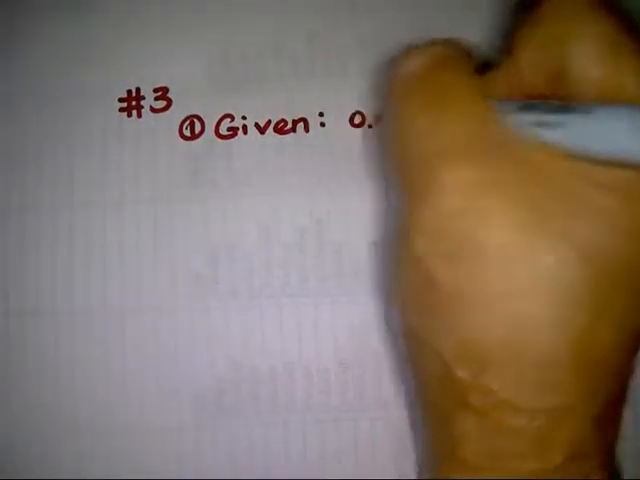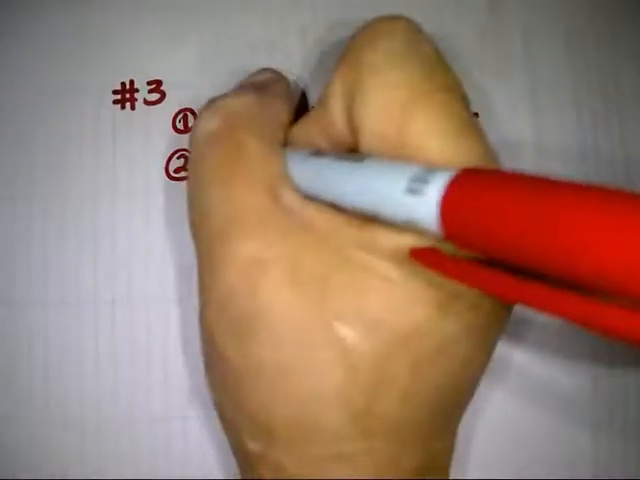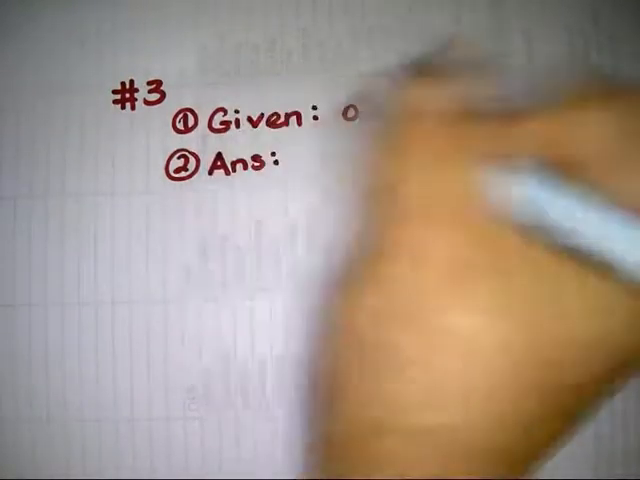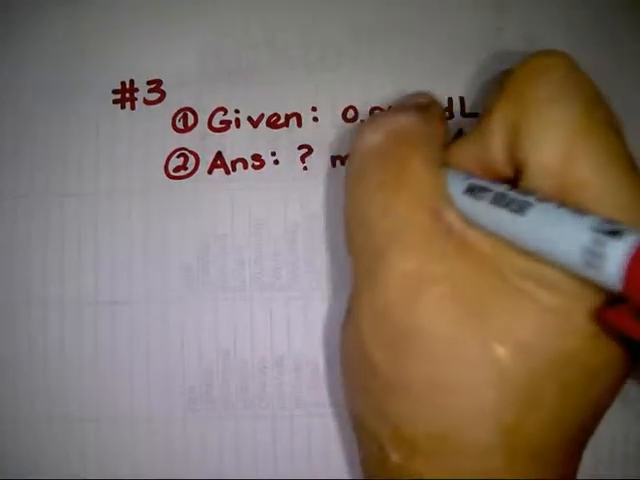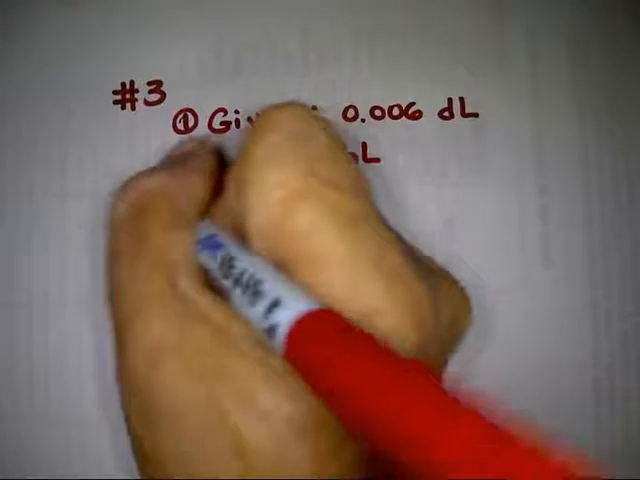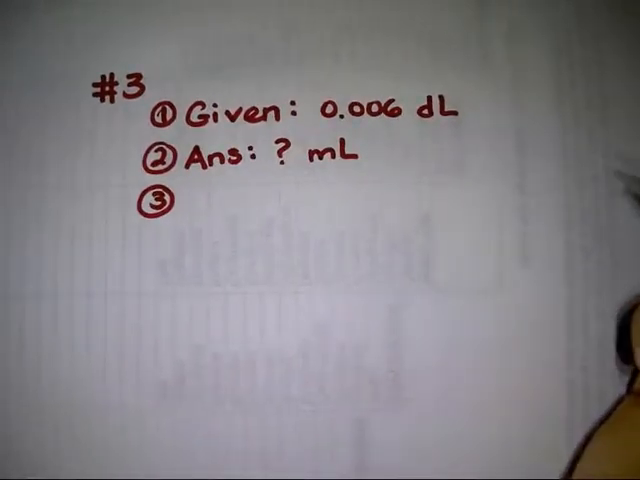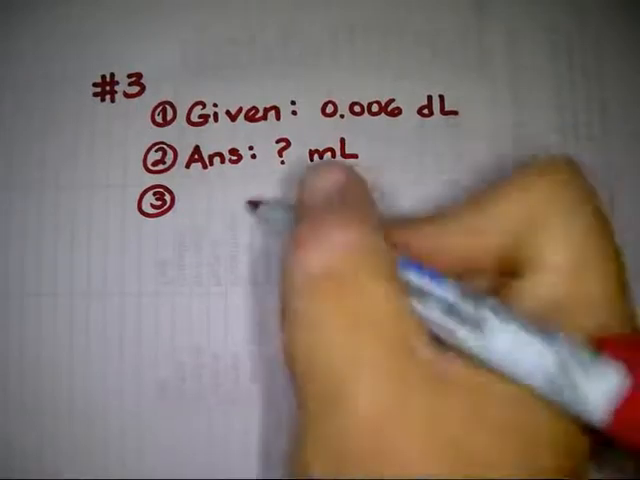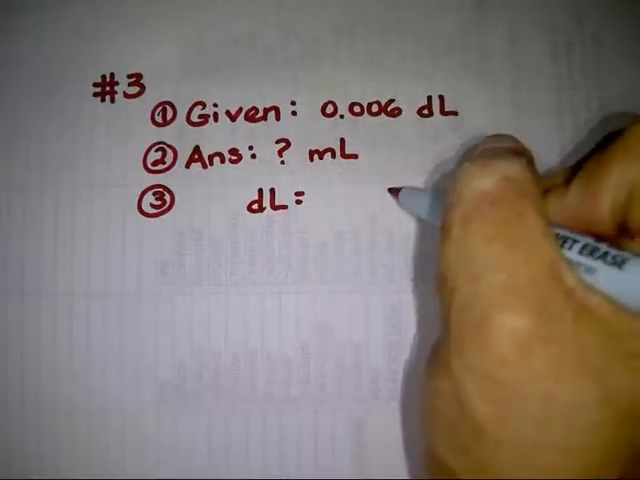We are going to start with our given. The given is 0.006 deciliter, which is DL. And the answer that we're trying to get is how many milliliters, which is mL. Third step, our conversion. Remember to always convert to the base unit and from the base unit. So we are going to start with DL, or deciliter, to the base unit, in this case liters.